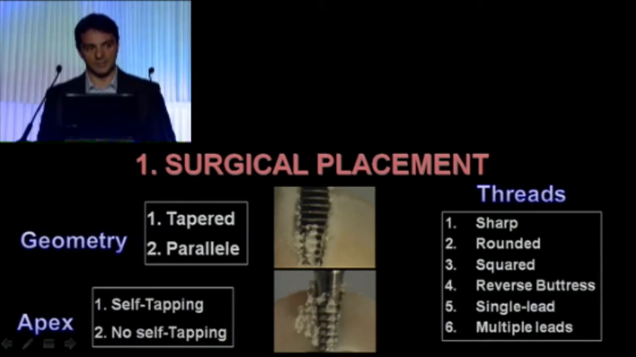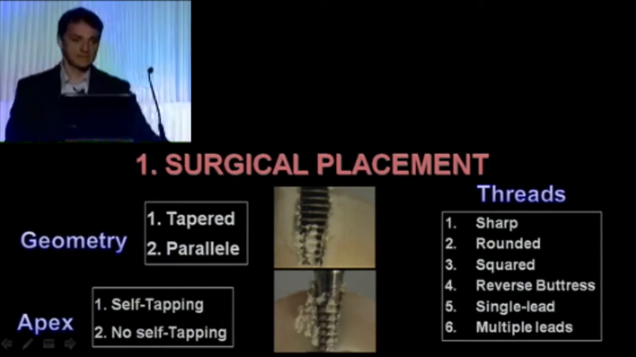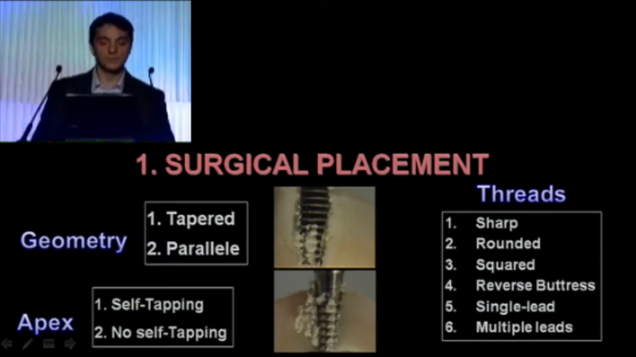And what about thread shapes? If they are sharp, they go down faster. They cut through the bone. If they are rounded or squared, then it's difficult. You need more stress and strength to go down during implant placement. And you can have implants with different leads, single or multiple leads. If it is multiple leads, then of course it is much faster. You have more threads, and during implant placement, you can go faster.